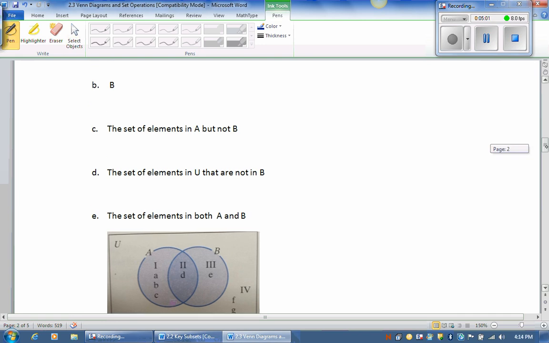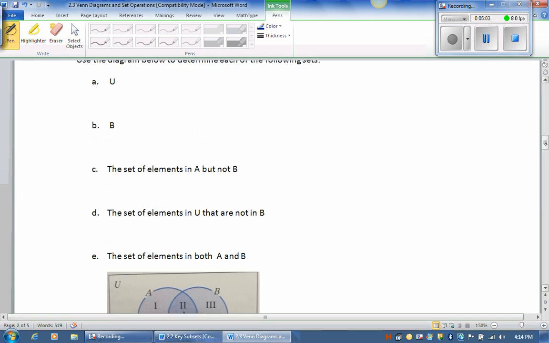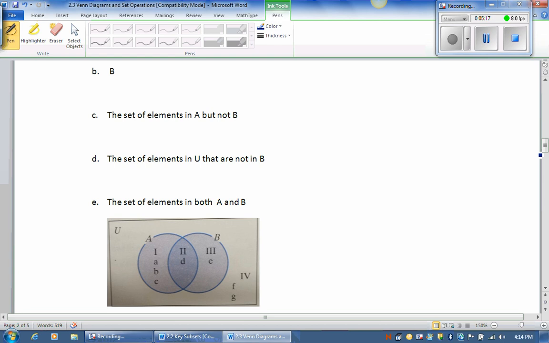So, I apologize, but I'm going to lose part of my picture here. We're going to have the universal set. It's going to be A and B and C and D and E and F and G. So it's every single element that you see in that picture.